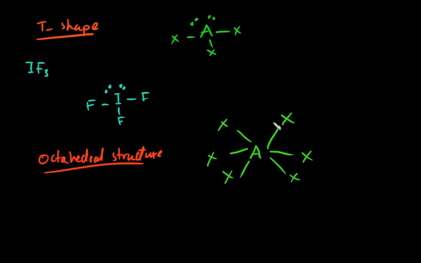The bond angle of this shape is 90 degrees. So this is 90 degrees. This is 90 degrees. And this is also 90 degrees, the angle between these.